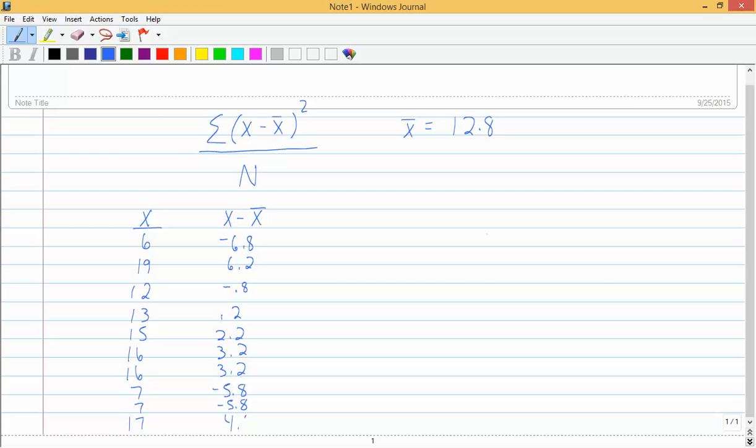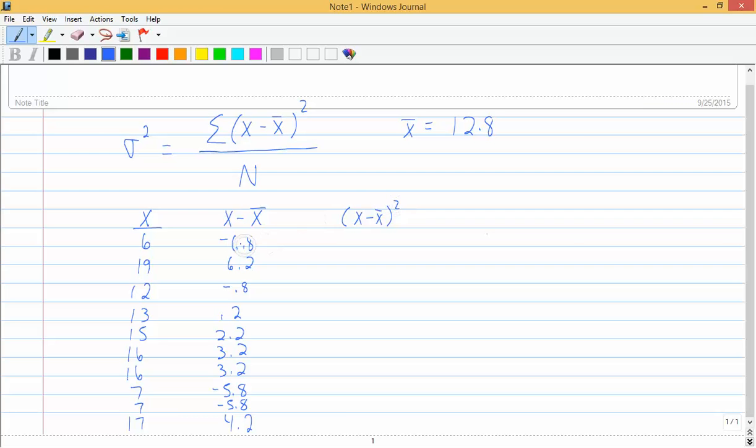All these values that I'm writing down, these are all x minus the mean. Now the next column is x minus x bar squared. That's these values, and when I find the sum of those, that's what goes in the numerator. And this is for the variance. And the variance is the standard deviation squared. So if it's population, you have lowercase sigma squared. That's population variance.